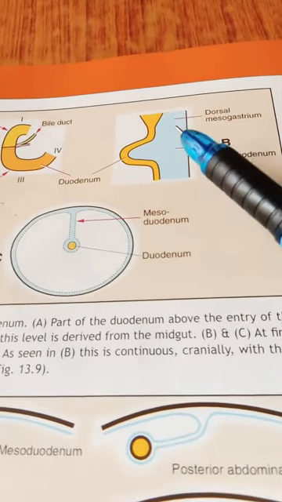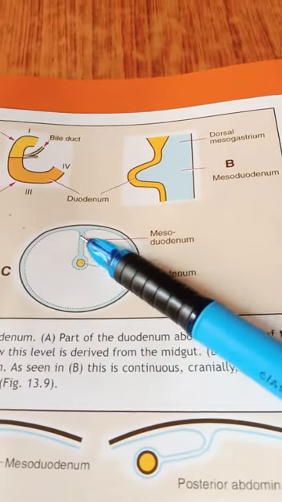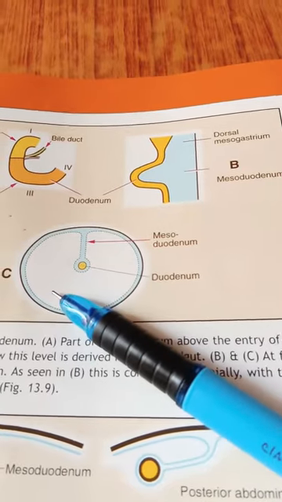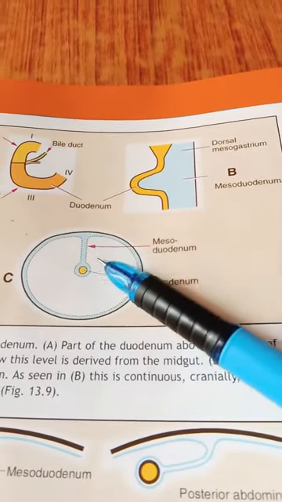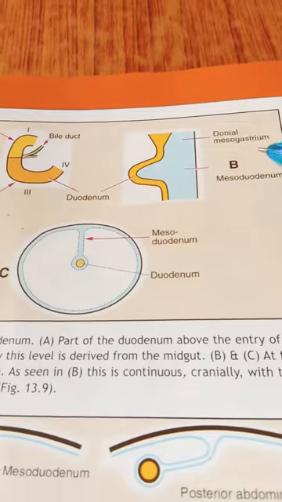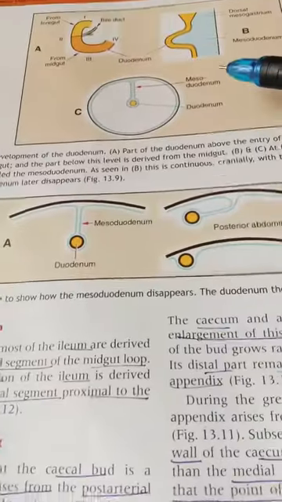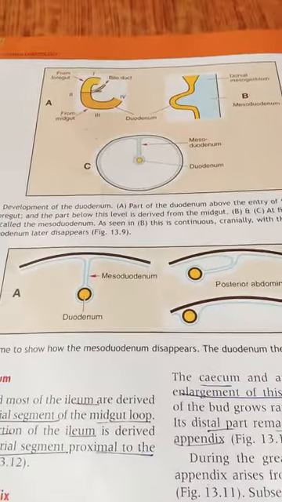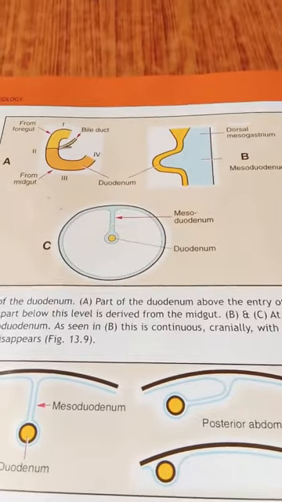What retroperitoneal means is that it is not fully covered by the peritoneum. Only some part is covered by the peritoneum. So it is called retroperitoneal. So the duodenum is retroperitoneal.